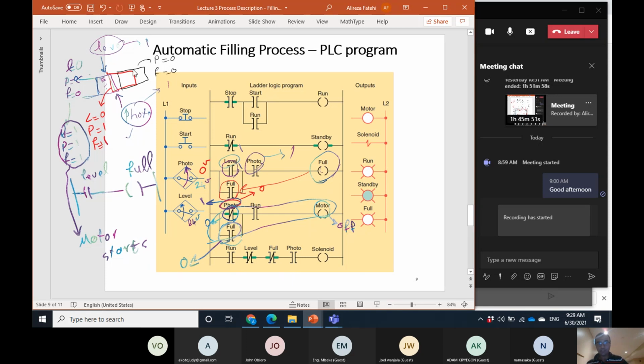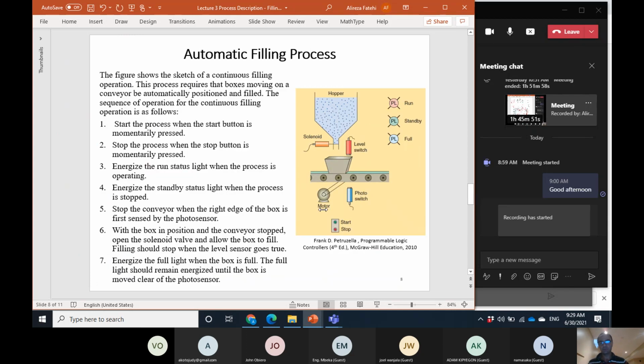At this point, the box passes the photosensor, so the full is 0, but at the same time, the photo is also 0 because the box is not in front of the photosensor. This is 0, and because of this normally closed, this becomes 1 and the motor continues running. So the motor starts and continues running until a new box reaches the photosensor.